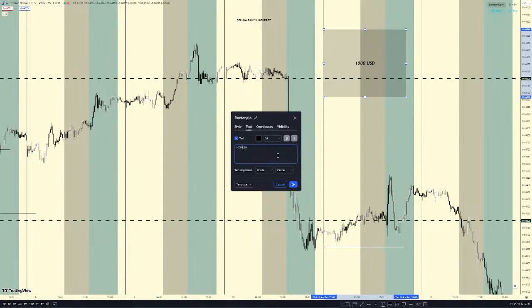Now, when you have an edge as a trader, and it's very important that you have an edge, you cannot blow your 1,000 USD. It's not possible, if you follow what I'm about to explain to you. So the condition is that you have an edge. And the market business model is an edge in itself. Now let's proceed.